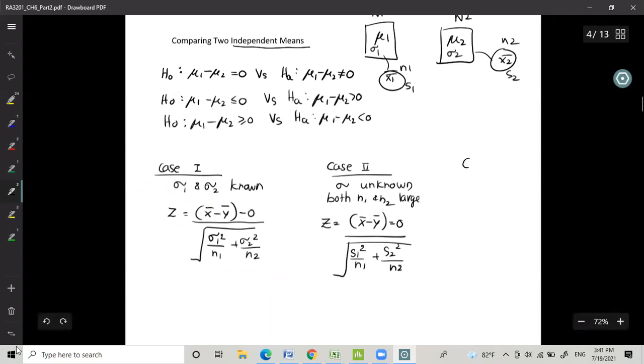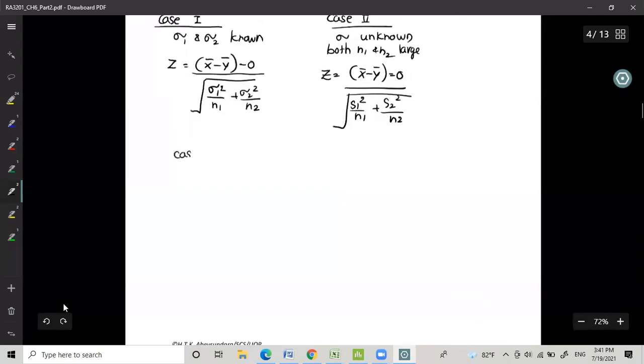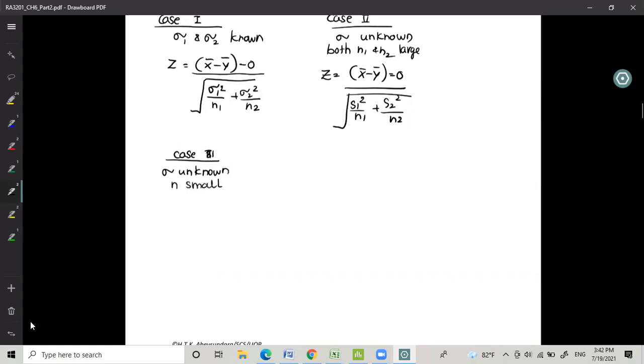The case 3, I'll write it separately because in case 3, what happens is sigma unknown, n small. I'll just write n small. That means at least one. Okay, maybe n1 is large, but n2 is small. Still, you have to go for this case. Then you'll have a t score.